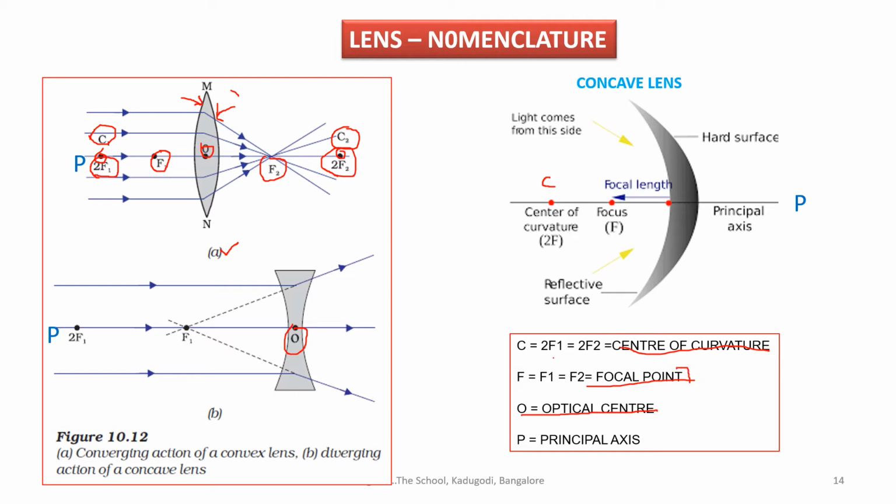So you should remember. There we call the center P, the pole in the mirror. But here in the lens, we should call it the optical center. You should not get confused. And what is this? P. This center line is called the principal axis. Clear? You don't worry about this. Just for understanding, I had given it here. Okay, just concentrate on these two.